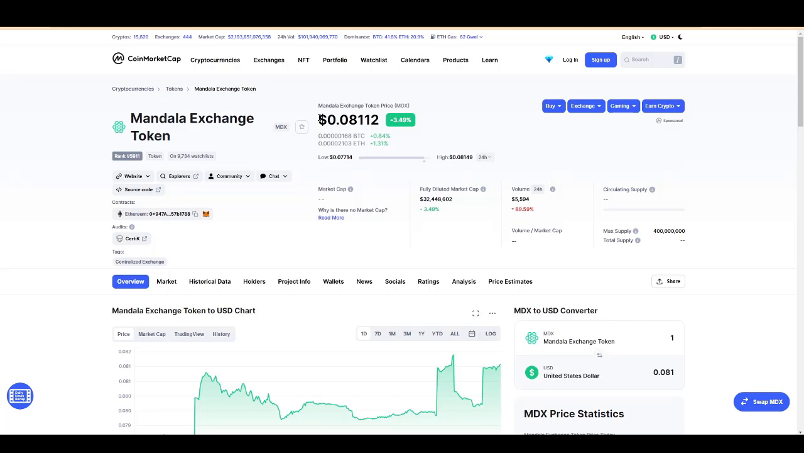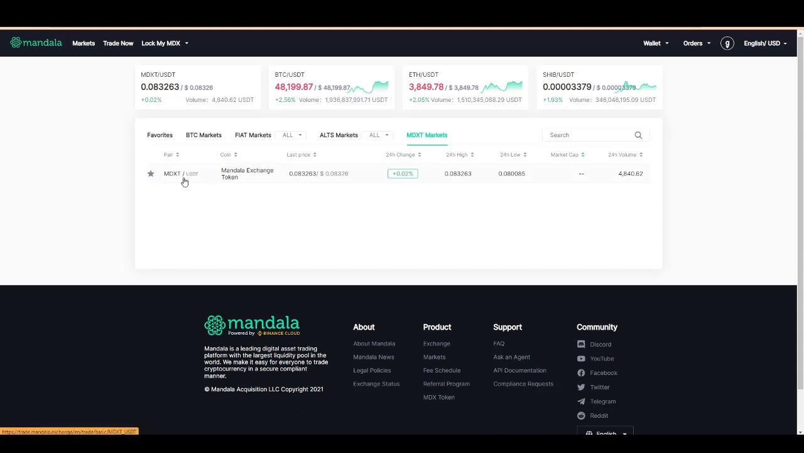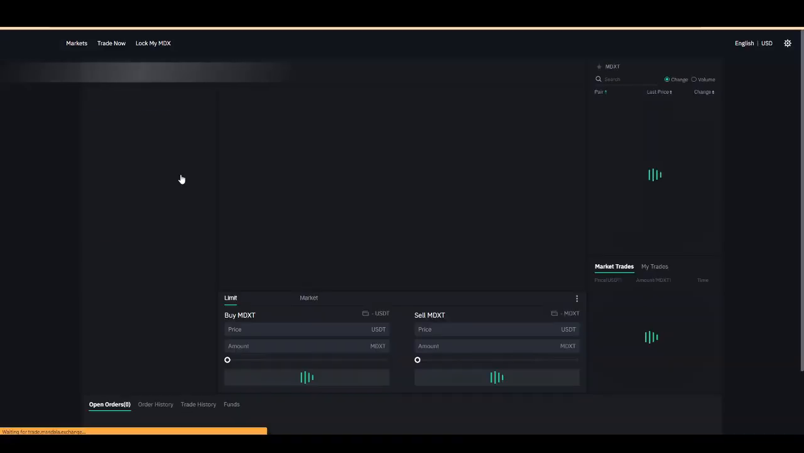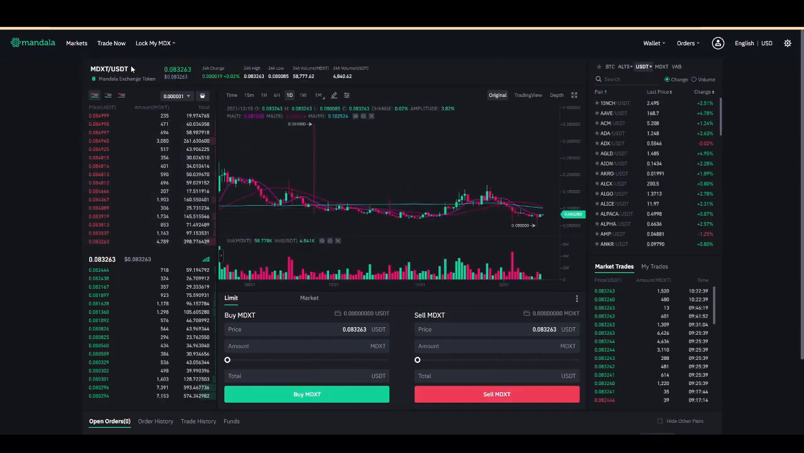And now let's move on to the trading part, that is how you can place your first trade. For example, if you want to buy MDX token with Mandala, then just click on MDXT market and select the MDXT USDT pair. From here you can see on the top bar the pair that you are currently in, that is MDXT USDT.